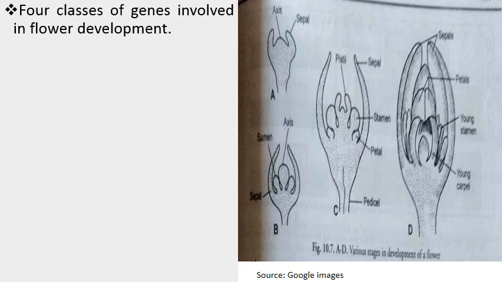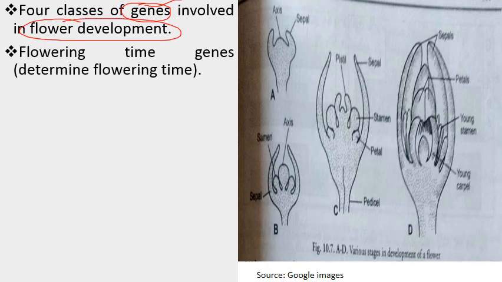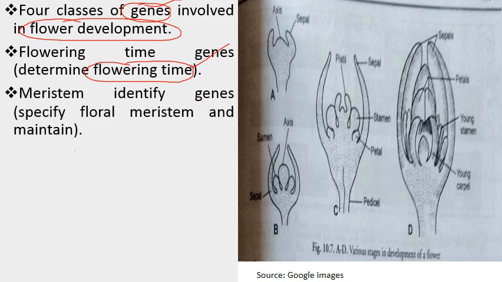Next, there are four classes of genes. If we talk about the genetic level, there are four classes of genes which are involved in flower development. So flowering time genes determine the flowering time, that is, at what time the vegetative form converts to a reproductive form. So these genes are responsible for the flowering time. The next is meristem identity genes. These genes specify the floral meristem and maintain its specificity.